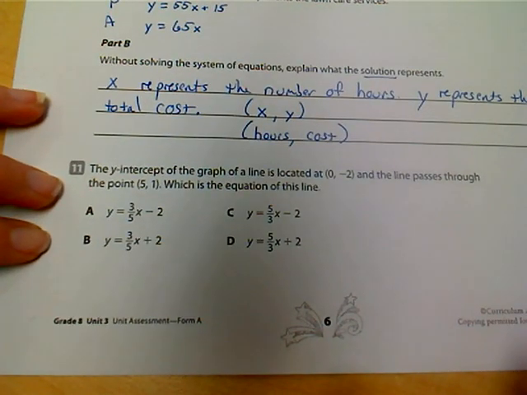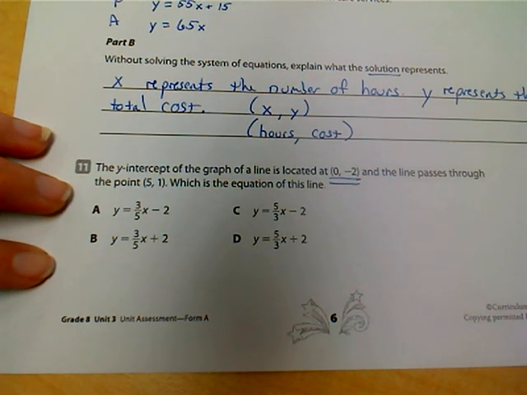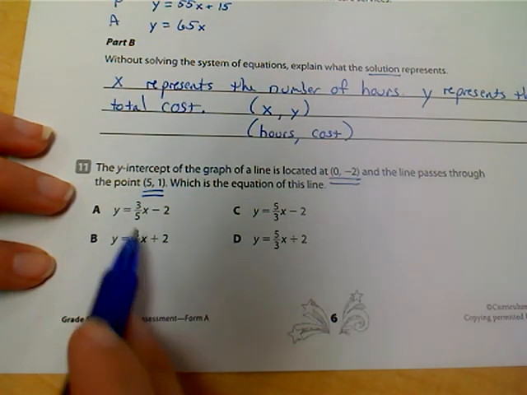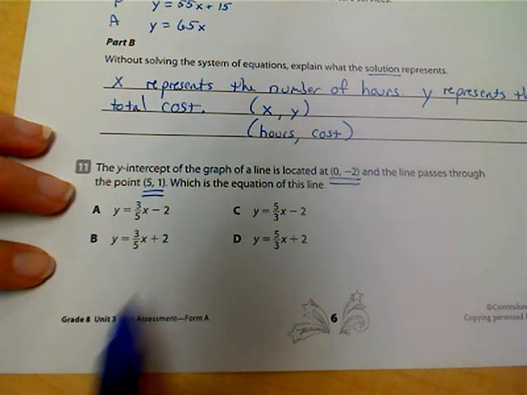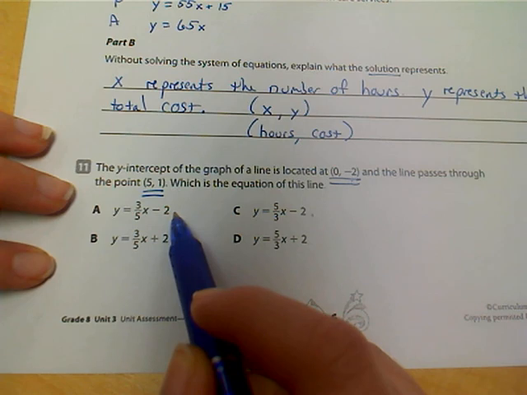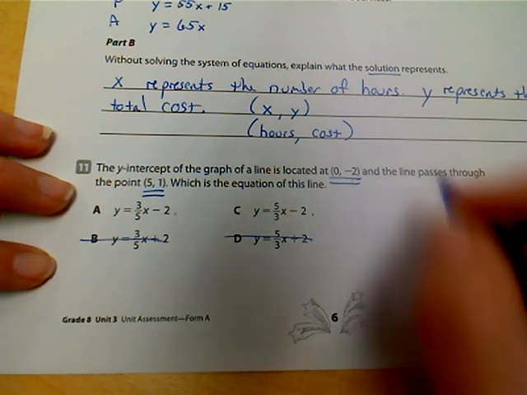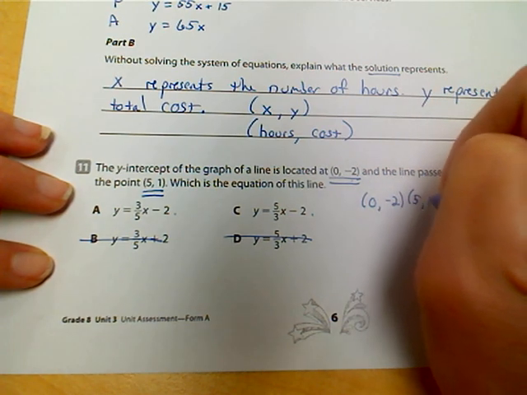11. The y-intercept of the graph of the line is located, oh well, that's good to know. Thank you for that information. And the line passes through (5, 1). What's the equation? Oh my goodness, they are all in slope-intercept form. Thank you. It says that the y-intercept is -2. Y-intercept's -2. Well, I'm not going to choose D and I'm not going to choose B. Now, I need to figure out what my slope is. What a great review of slope.